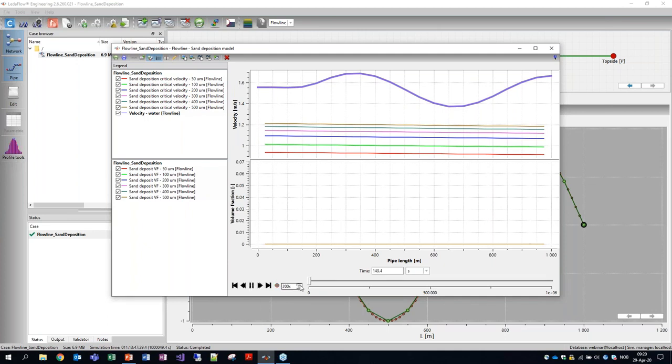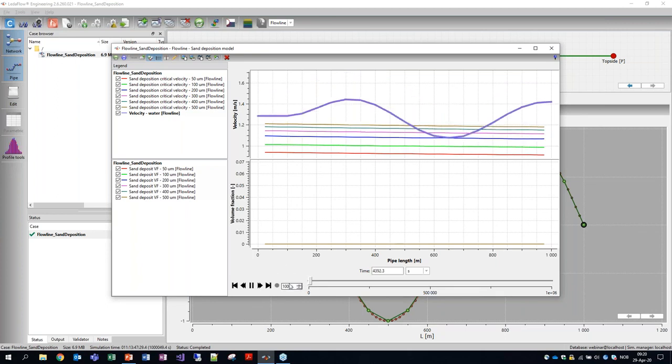Then if we just play this animation, I need to speed it up a little bit. So we're running at 1,000 times real time now. Now we can see that when the flow rate is changed at the inlet, in part of the pipeline the water velocity drops below the critical velocity, which means that sand will start to accumulate, which is what you can see at the bottom here. So the bigger particle sizes of sand will start to accumulate in the pipeline. Now we can speed it up a bit more, maybe 10,000 times real time.